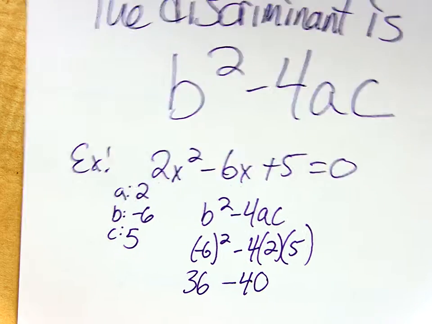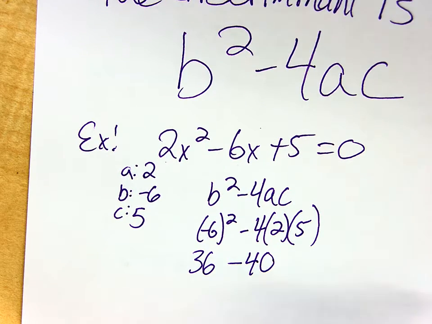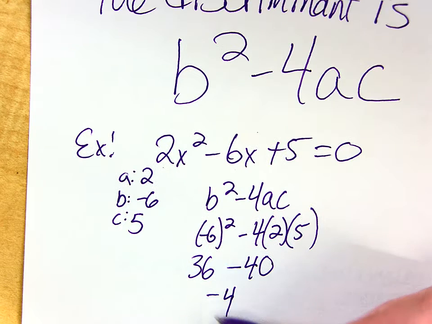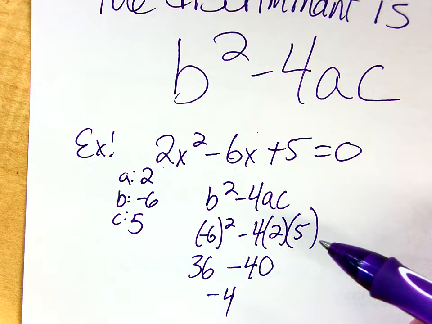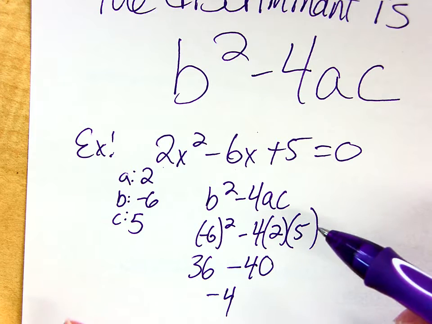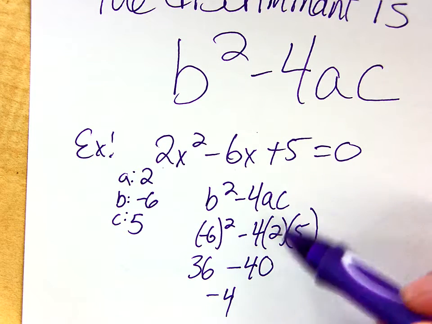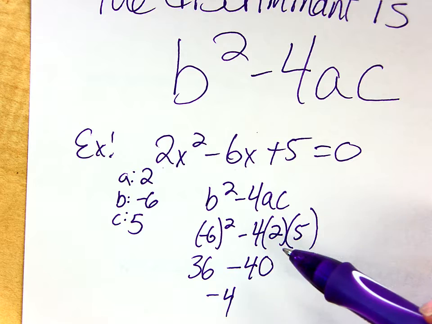And then 36 minus 40 is just negative 4. Now, it doesn't really matter what the number is itself, it matters what its sign is. So since the answer to the discriminant is negative 4, how many solutions does this quadratic have? None. No real solutions.